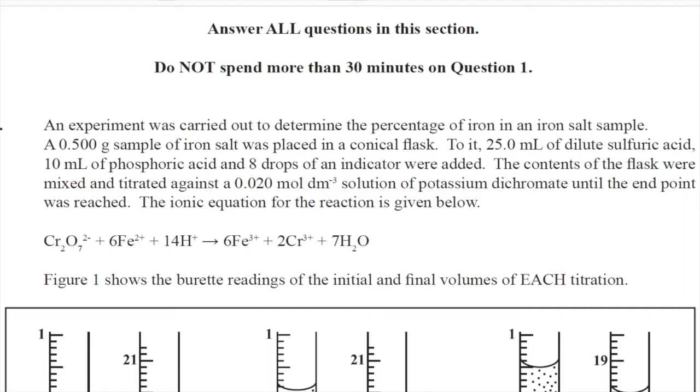The ionic equation for the reaction is given below. Dichromate plus 6 Fe2+, that's iron 2 plus, plus 14H+ to give 6 Fe3+, 2 chromium 3+, and 7 moles of water. Figure 1 shows the burette readings of the initial and final volumes of each titration.